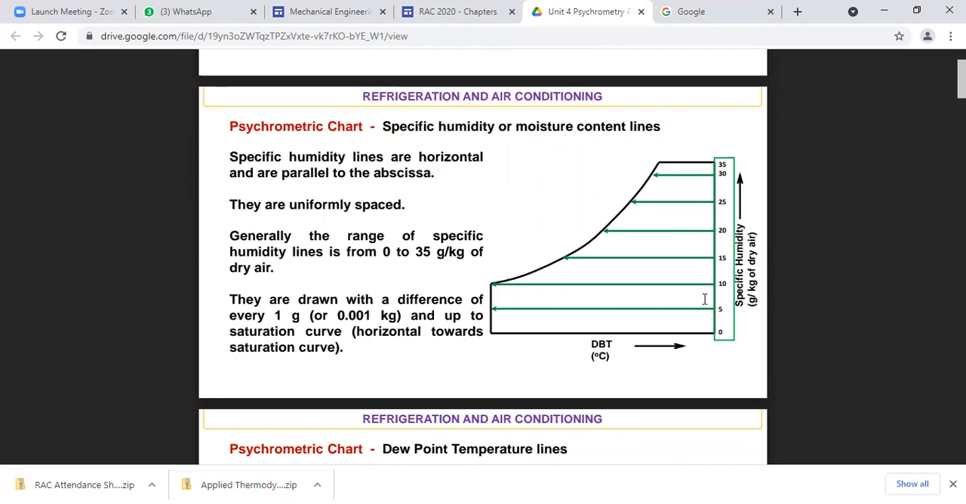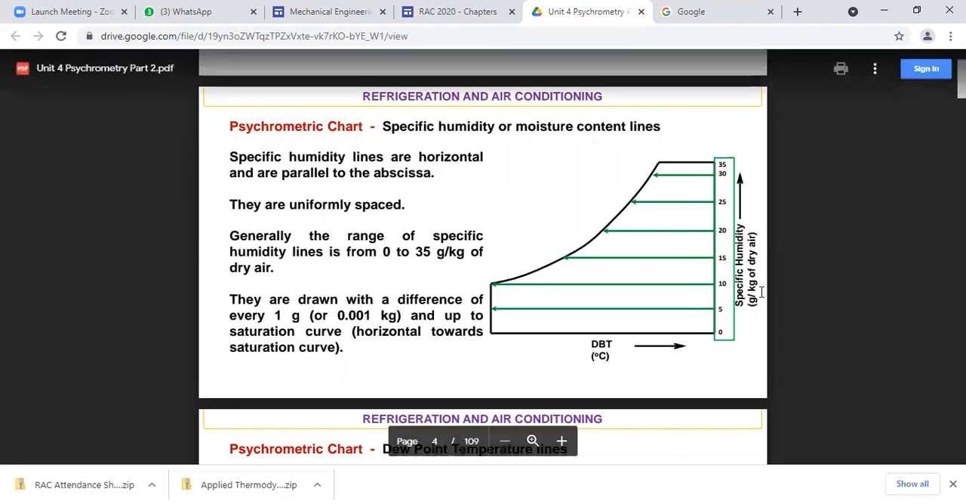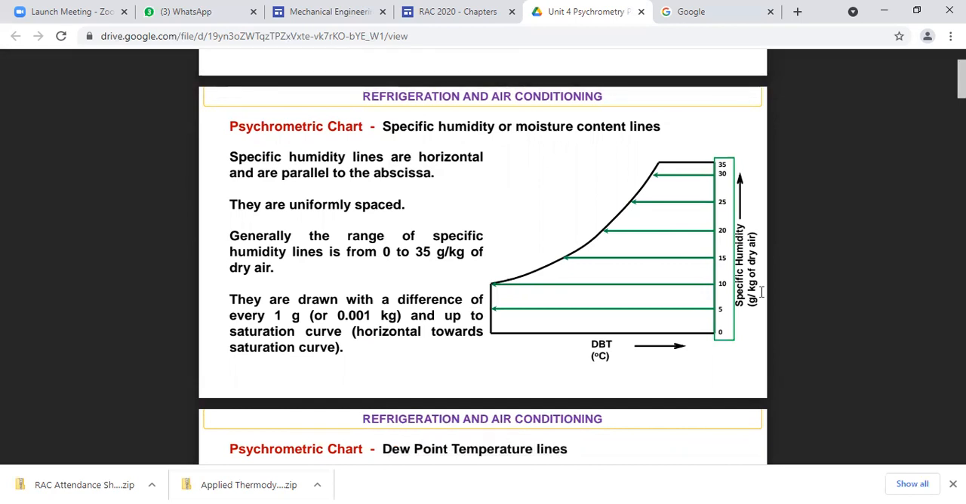Specific humidity is the weight of the water vapor present in 1 kg of dry air. That's why we write kg per kg or gram per kg of dry air. When air is cooled or heated, its specific volume varies, and hence for accuracy and simplification of calculation, the weight of air is handled, and the moisture content is generally expressed in kg of water vapor in 1 kg of dry air.